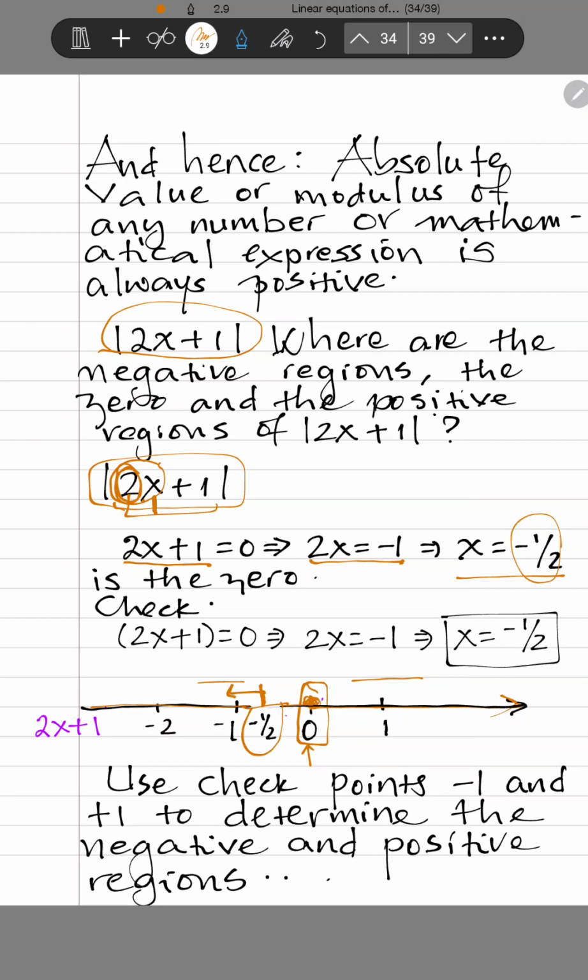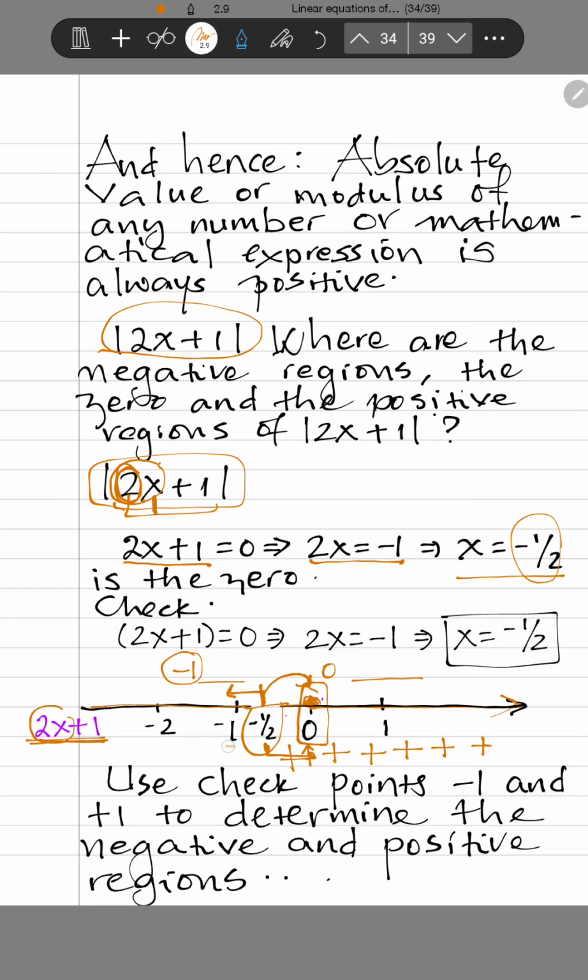When we go to the left, we can have minus 1 here. We can test minus 1. This is one testing point. When we go to the right of minus half, we can simply find 0 here. 0 is another testing point. When we put 0 in this expression 2x plus 1, 2 times 0 is 0, plus 1 is 1. It is positive. So just on the right of minus half, this way, we have positive regions.